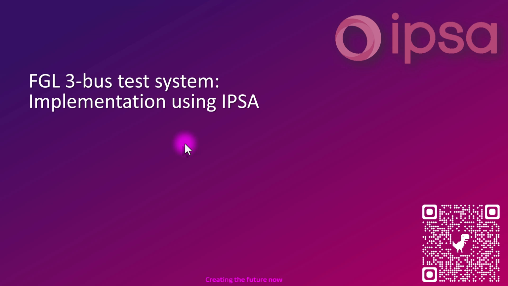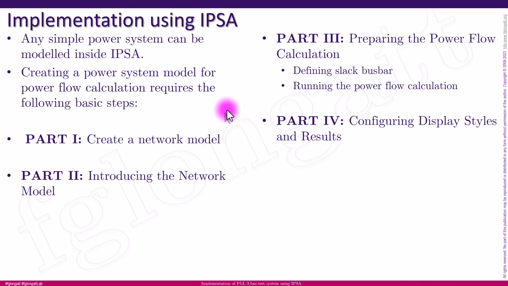Well, it's time to implement the FGL 3-bus test system inside IPSA software, and it's very simple. There are 4 basic steps. First one is to create a graphical representation, the network model inside the software. That is basically a graph that is defining the connection and the different types of power system components inside the system. Then we will start to introduce the network data. That means voltages, powers, and so on.